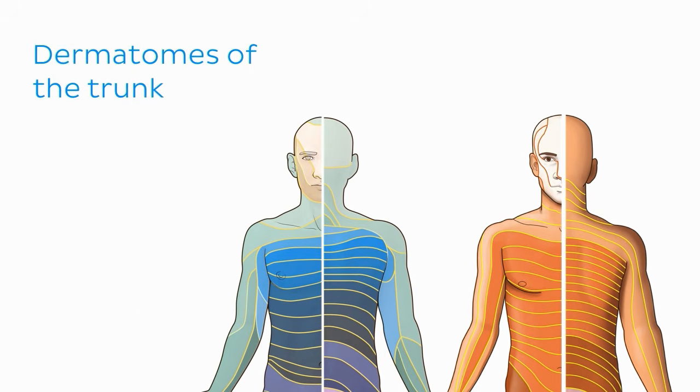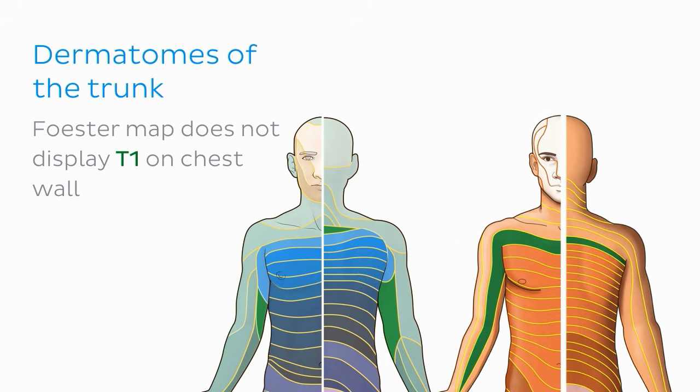Before we learn about the dermatomes of the upper limb, I want to quickly show you the dermatomes of the trunk because they're super easy. Although our 2 maps largely agree with one another, there are 1 or 2 major differences. The most obvious of these is the presence or absence of the T1 dermatome on the anterior chest wall. Once again, anatomical variation may, at least to some extent, account for the difference here.